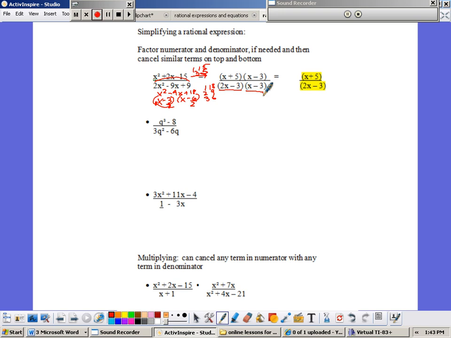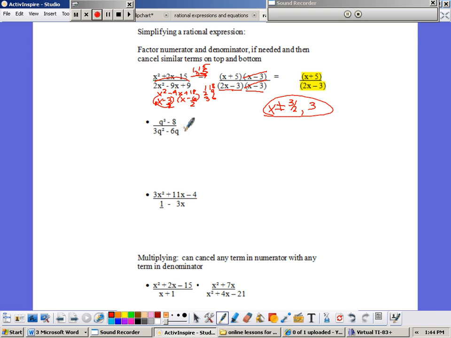Okay, once I have it broken down, I can cancel any part of the numerator with the denominator as long as it's not connected in a way that I can't do that. So I can. This is my answer. But I have a restriction. x cannot be 3/2 and x cannot be 3. Don't forget your restrictions. So my answer is x plus 5 over 2x minus 3, as long as x is not 3/2 or 3.